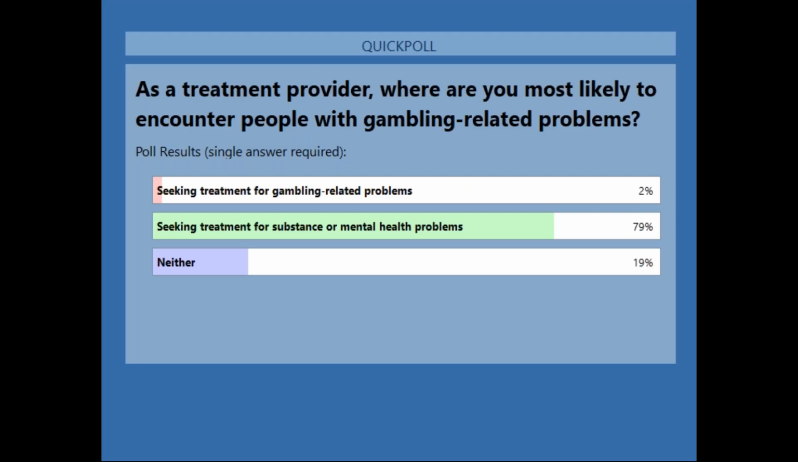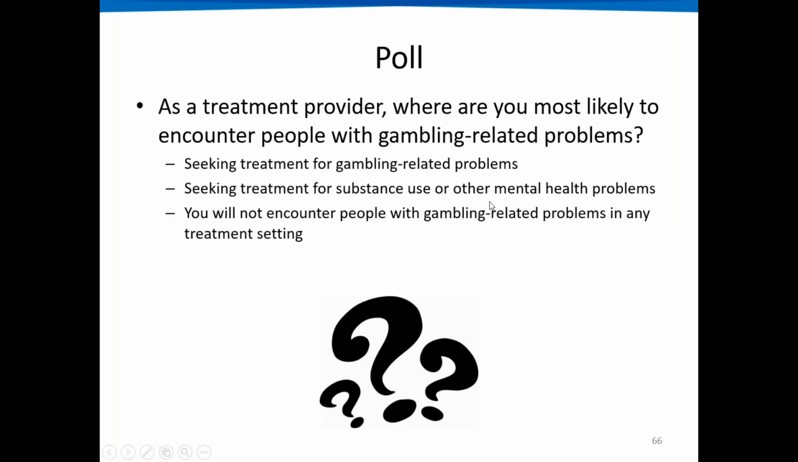So it looks like the majority of you thought that you were most likely to encounter people with gambling-related problems seeking treatment for other substance use or mental health problems. We will find out in the next section.